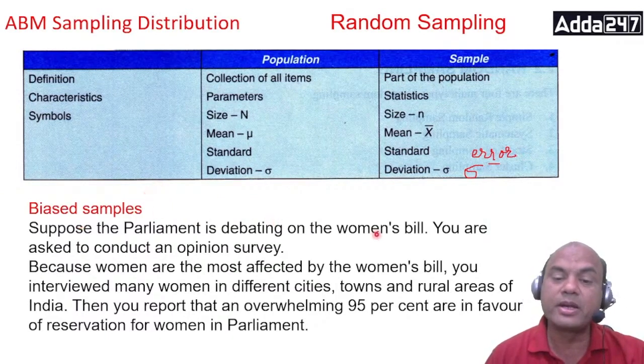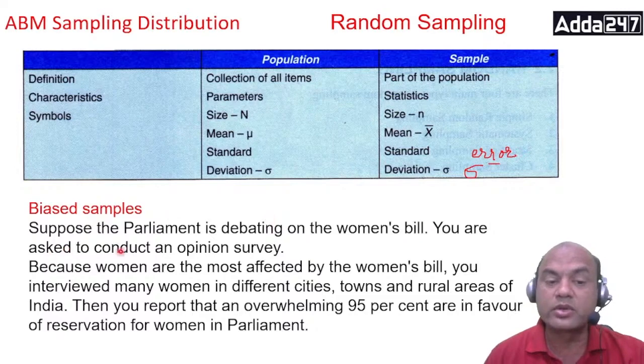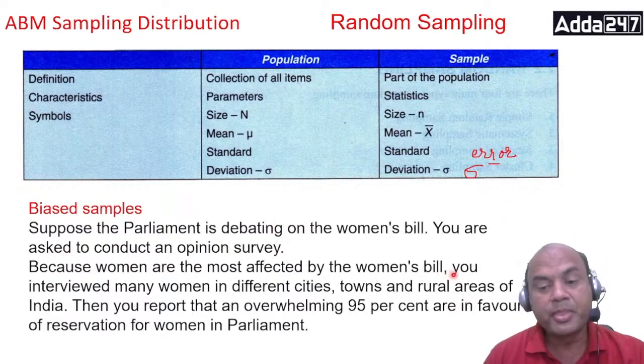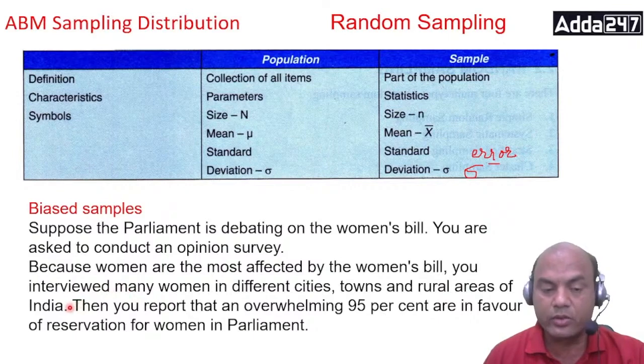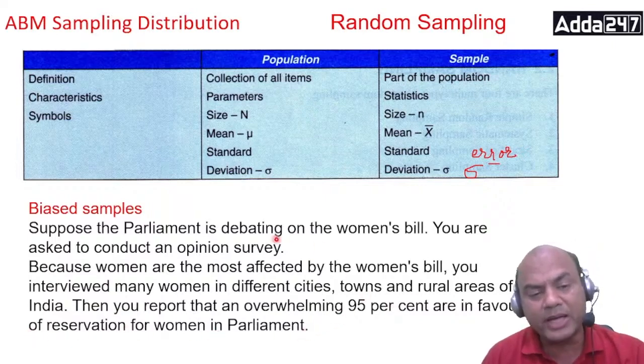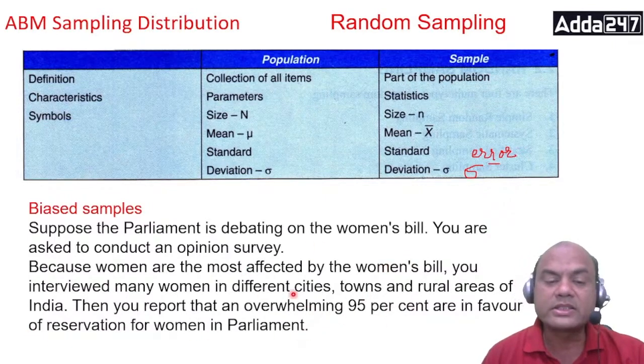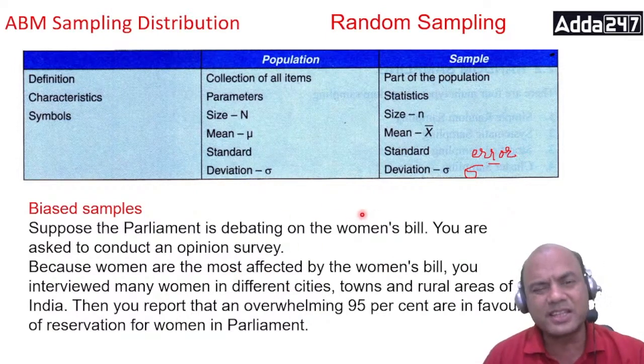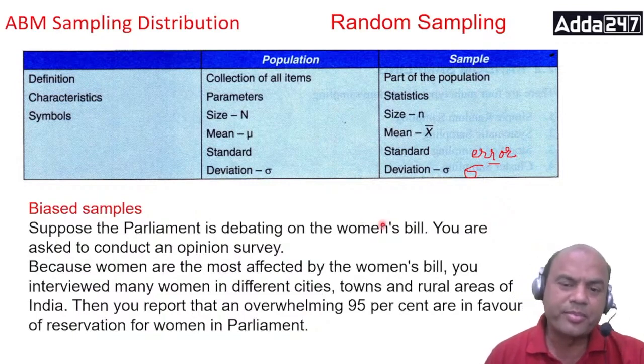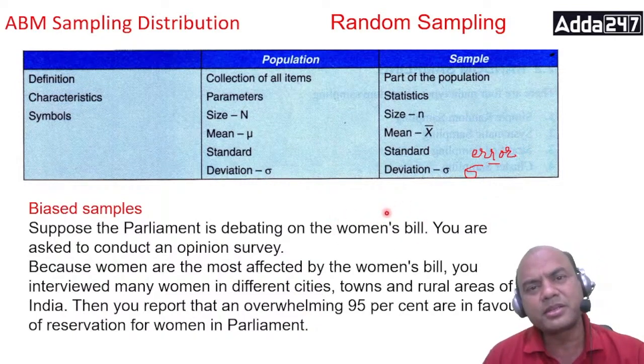Suppose the parliament is debating on the women's bill. You are asked to conduct an opinion survey. Because women are most affected by the women's bill, you interviewed many women in different cities and towns and rural areas of India. Then you report that the overwhelming 95% are in favor of the reservation of the women's bill. Now that is the bias sampling. If you ask only women about the women's bill, they'll definitely support it. Generally, that's a tendency. Okay. So that's the basic bias sample.